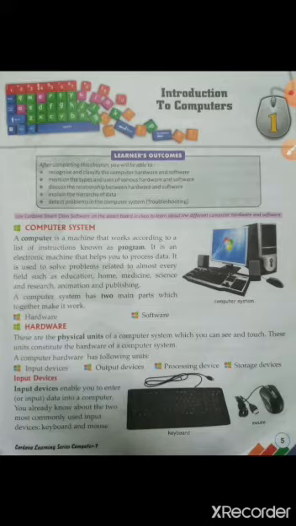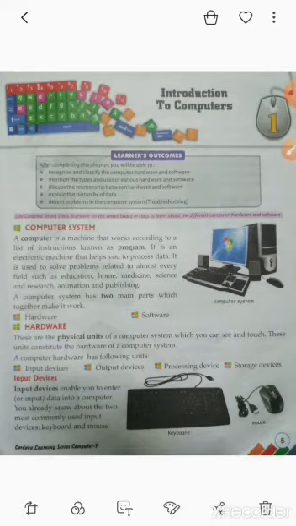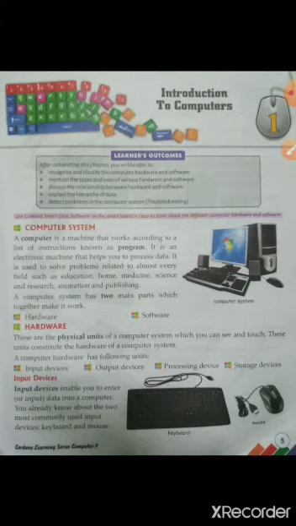The third category is processing device, and the last category of hardware devices is storage devices. It includes all the storage devices like hard disk, RAM, ROM. All these are the storage devices. So let's see all these categories in detail.